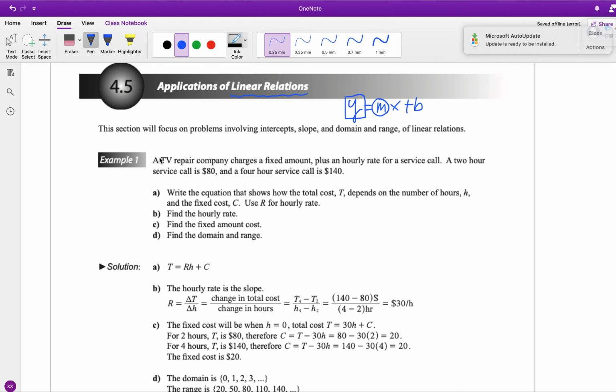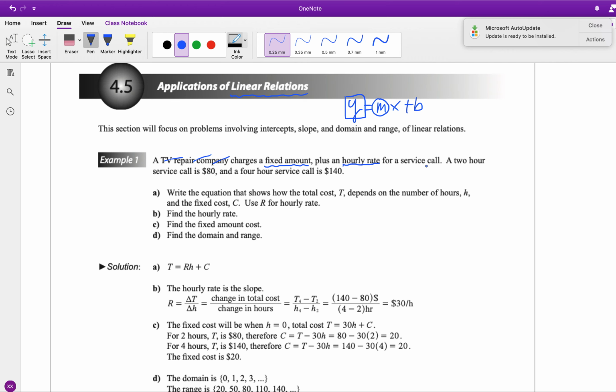Now, for example, a TV repair company charges a fixed amount. Whether it's a TV repair company or a car company doesn't really matter. That information does not have any importance whatsoever. But the important thing here is that there is a fixed amount, plus an hourly rate.